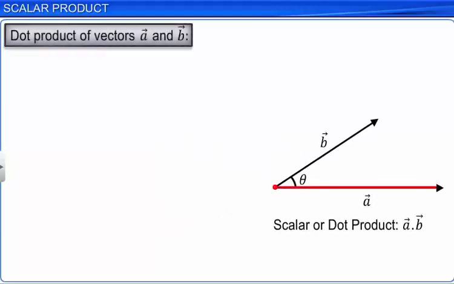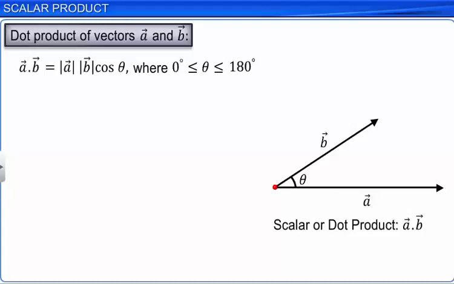Let vector A and vector B be two non-zero vectors. The scalar or dot product of vectors A and B is denoted as shown and is defined as the product of the magnitudes of vectors A and B and the cosine of angle theta between them. The range of theta is from 0 degrees to 180 degrees.